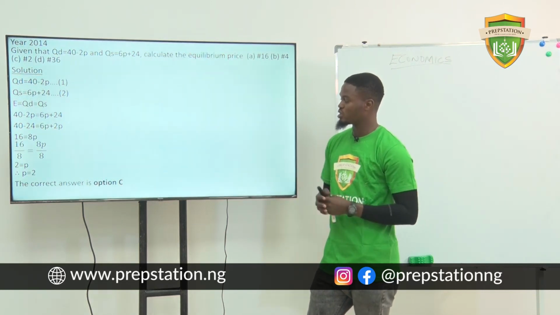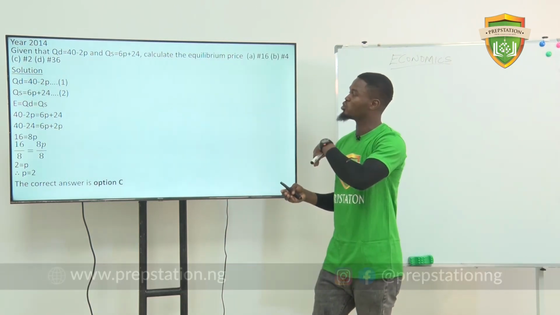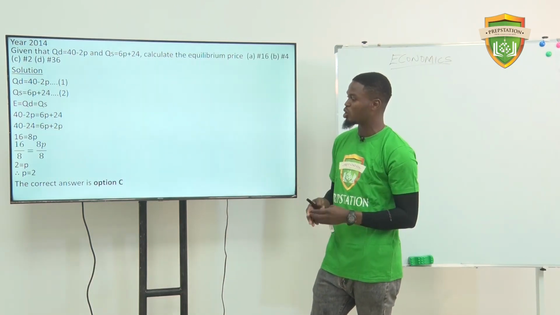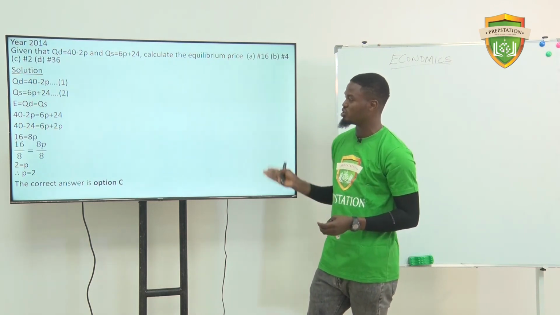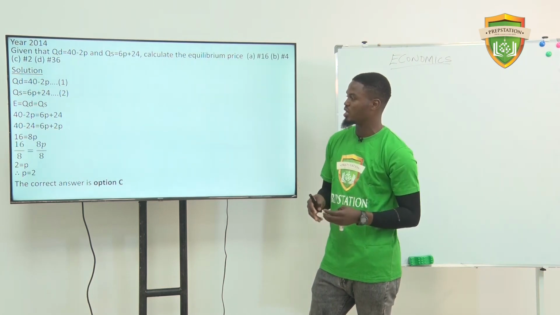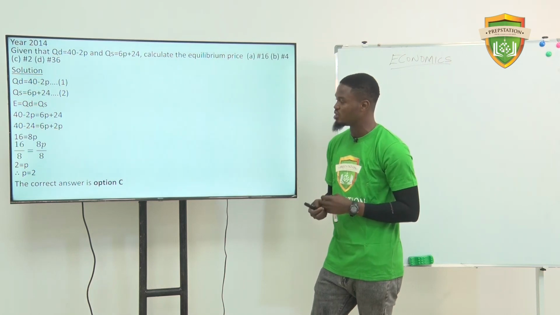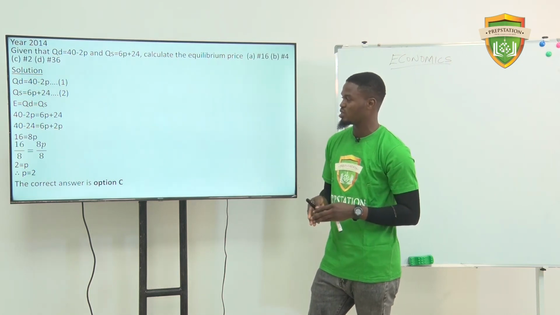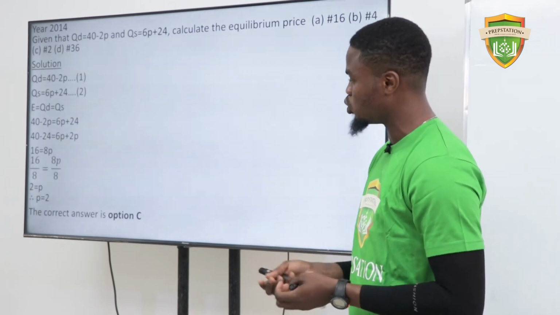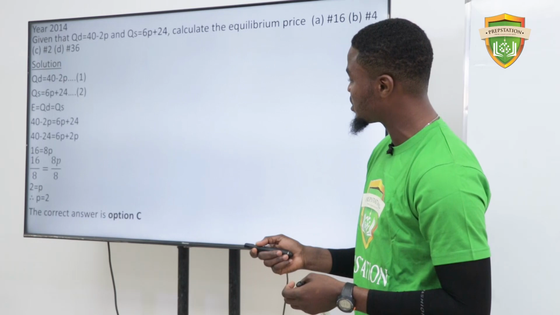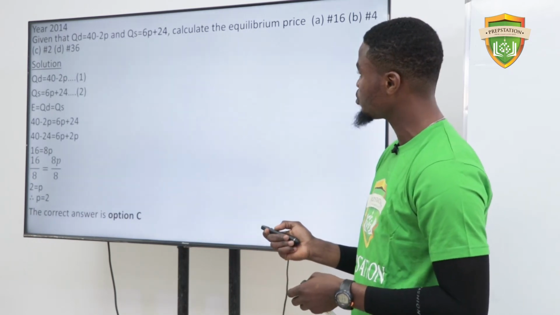Then you collect like terms. Then you have your 40, 24, positive 24 crossing over to the other side, becoming a negative 24. Then a negative 2p crossing over to the right side to become a positive 2p. And that will give you 40 minus 24 will give you 16. And 6p plus 2p will give you 8p. So dividing both sides by the coefficient of p, which is 8, will give you a 2. So the correct answer to this question is option C, which is 2.